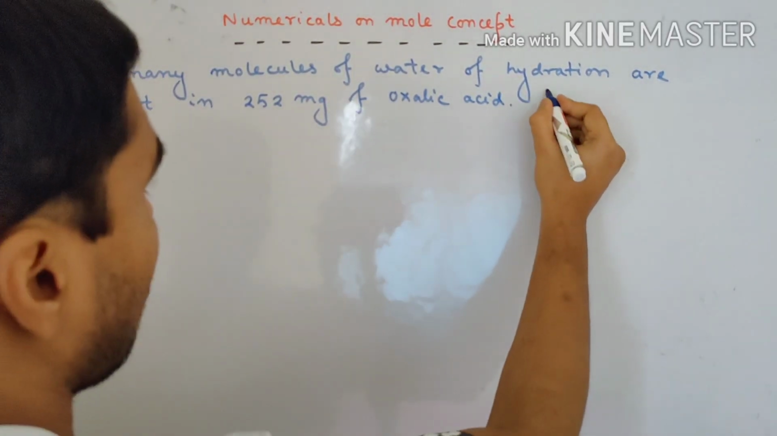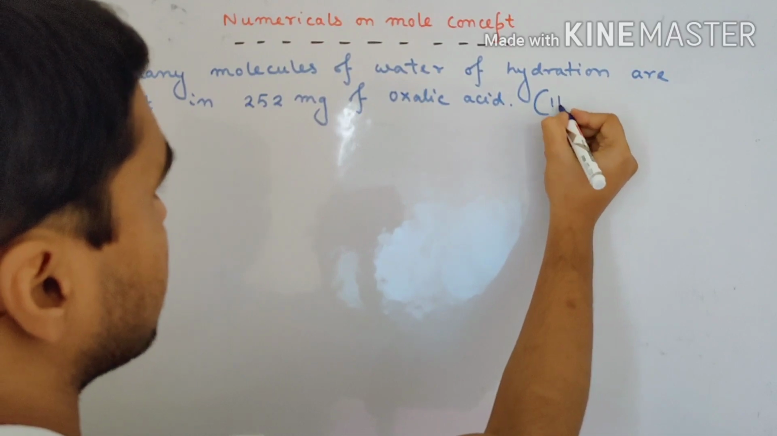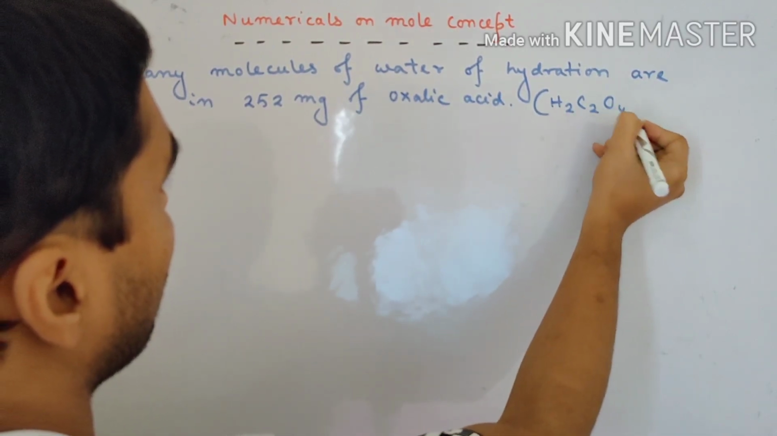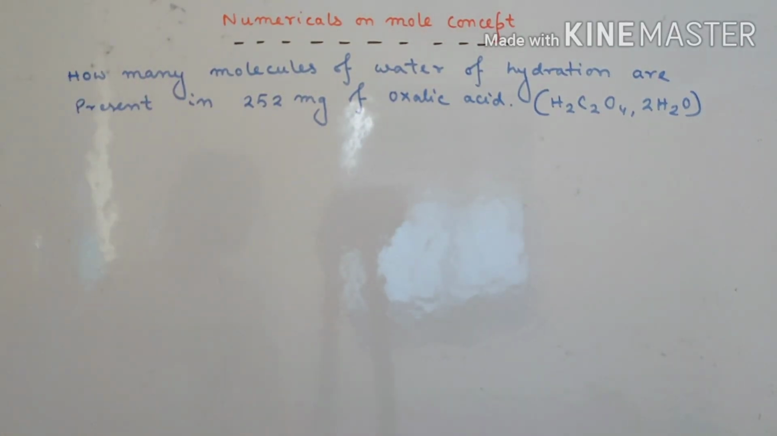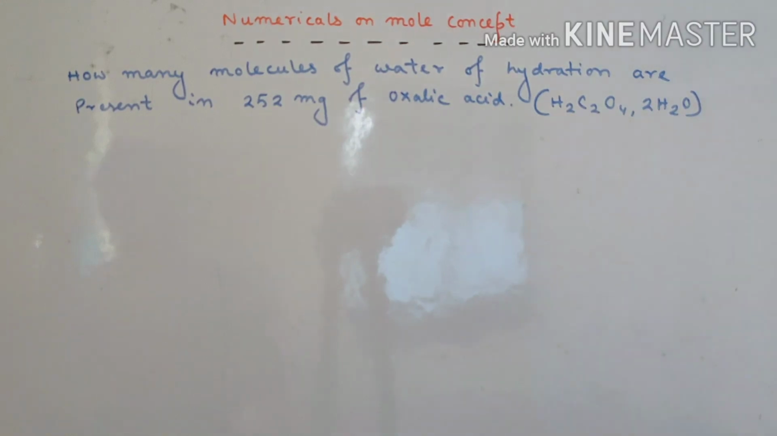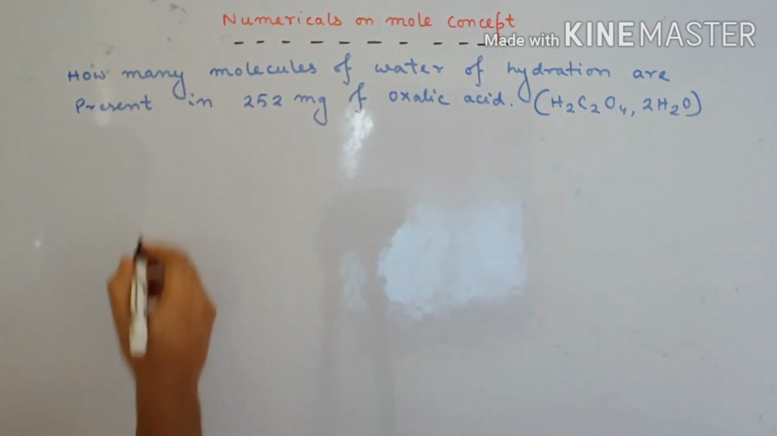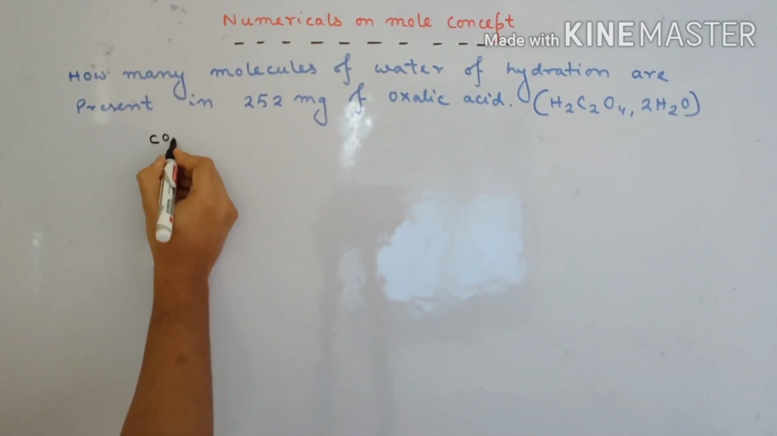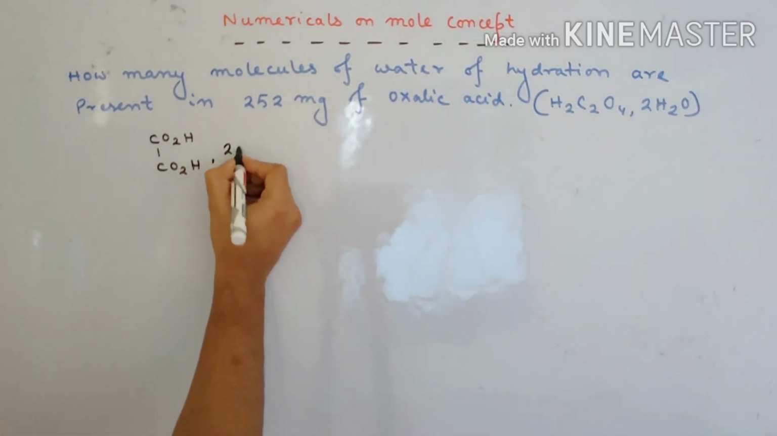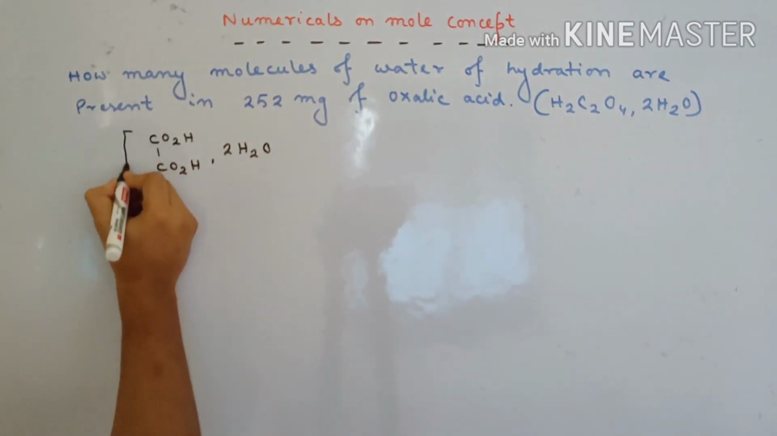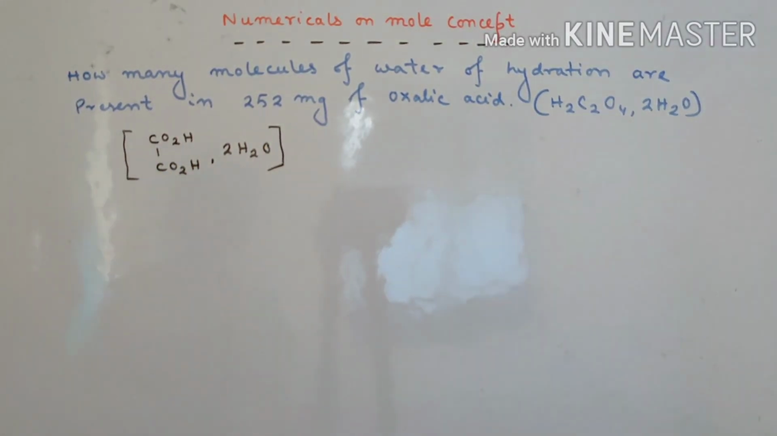One thing which is given is oxalic acid, its formula, which is H2C2O4 and 2 molecules of water. So let us proceed and solve the question. First of all, let us understand its molecular mass. Actually, oxalic acid is like that: CO2H bond CO2H, comma, 2 molecules of water. This is the formula of oxalic acid.